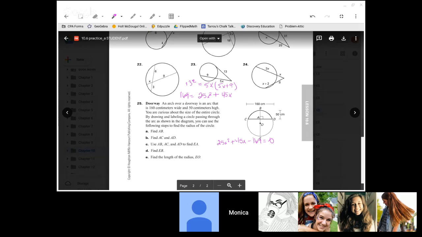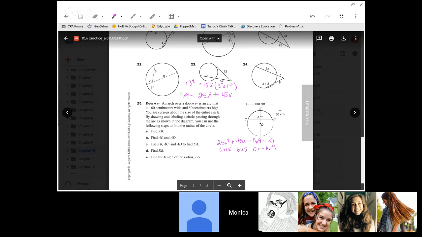Now, this is one we do have to do the quadratic formula with. So what's our a in that equation? Okay, the a is 25. What's b? And what's c? Negative 169. Okay, so a is 25, b is 45, and c is negative 169.